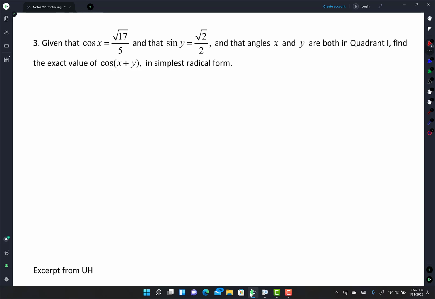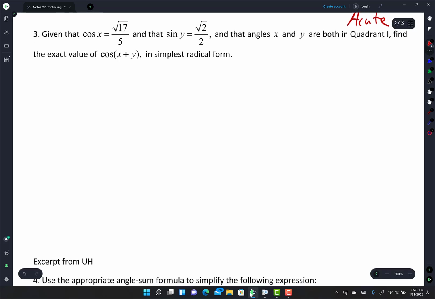It says, given that cosine x is square root of 17 over 5, so now we have radicals here, and that sine y is square root of 2 over 2, and that the angles x and y are both in quadrant 1, so that means both angles are acute, so there's not much thinking. Find the exact value of cosine x plus y in simplest radical form.